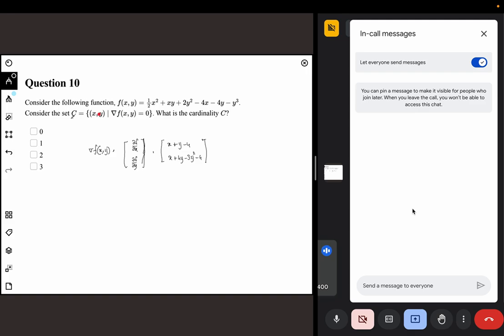So what do you mean by what is the set C? Set C is basically gradient equal to 0. So all we have to do is equate this to 0. So you have two equations and two unknowns. You have to solve for them, and you will be able to get the values of x and y. So before even solving, what could be the maximum cardinality of set C?